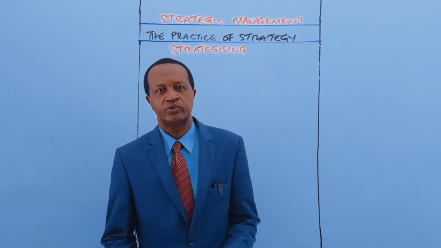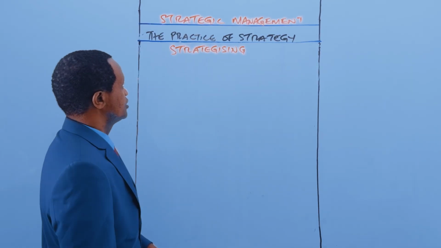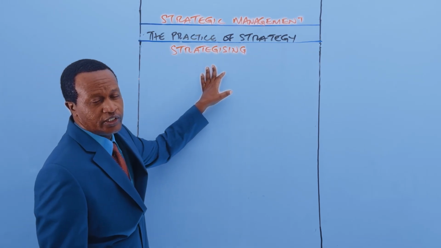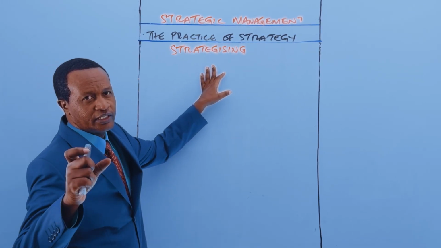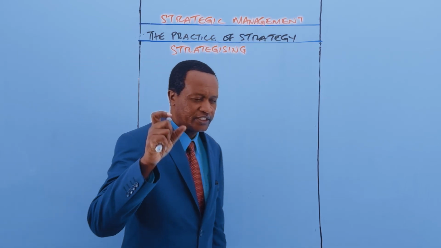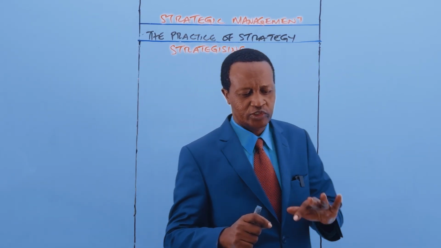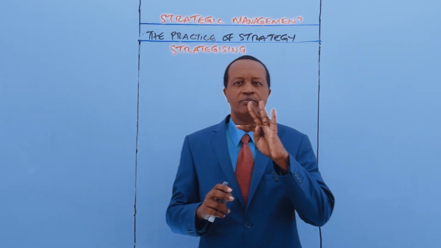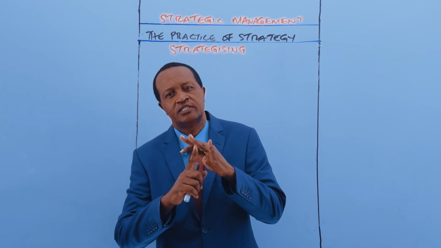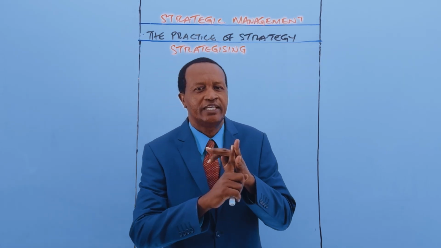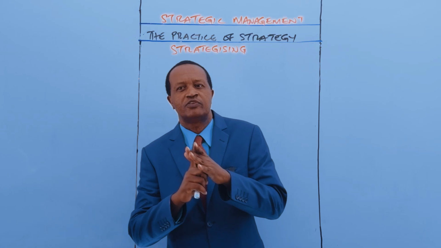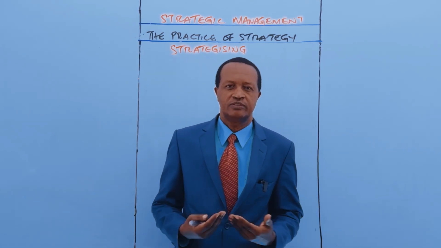Today we continue with the subject strategic management. The topic is the practice of strategy. Today we are studying the concept of strategizing. And in studying the concept of strategizing, we are going to look at four main areas. One is strategy analysis. Number two is strategy issue selling. Number three, strategic decision making. And number four, communicating the strategy.